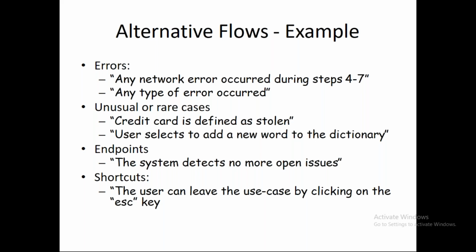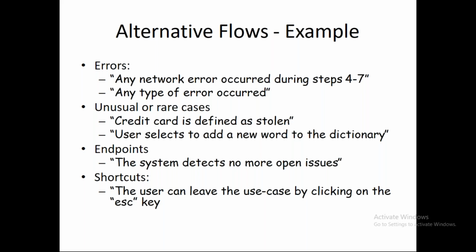For example, any network error occurred in between. Don't worry about steps 4 to 7, those are random numbers. In case there are 7 steps and there is any network issue between 4 and 7, how does the system have to respond? 404, bad gateway, or no network connection, or what is the kind of error that the system should show? That is defined under the errors.